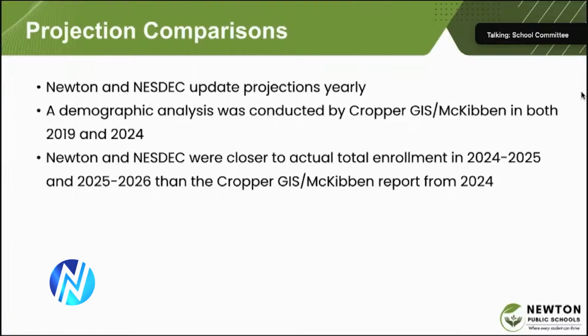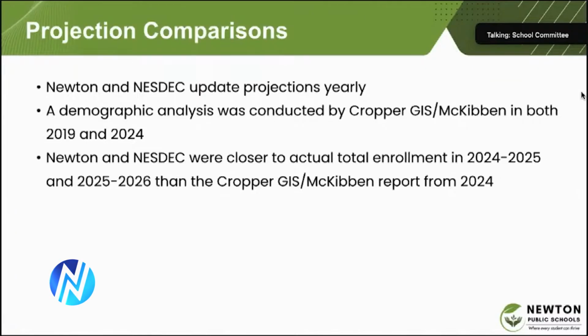And then we also have had a demographic analysis conducted by a company called Cropper GIS and McKibben. That was done in both 2019 and 2024. So we are able to compare both Newton and NESDEC projections to that report as well.